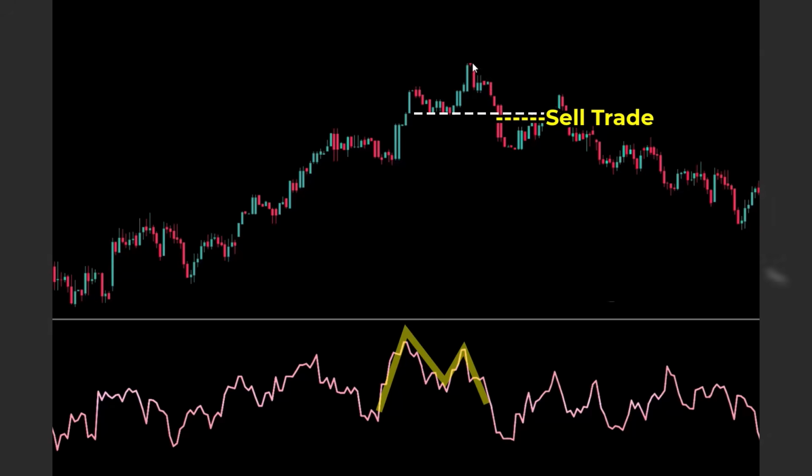For risk management, the stop loss can be placed slightly above the recent swing high, and the take profit can be set using a 1-to-2 risk to reward ratio. As you can see in this example, the price moves downward and eventually reaches the target.